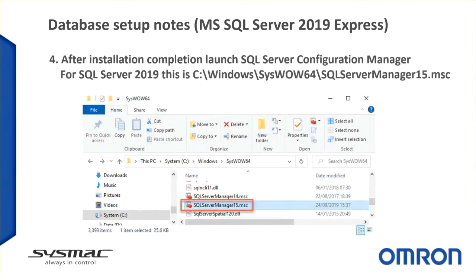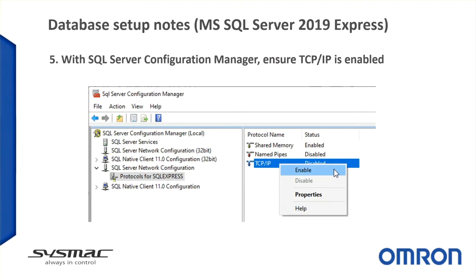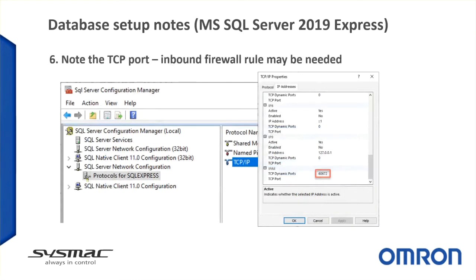After installation is complete, launch SQL Server Configuration Manager. For SQL Server 2019, this is in the folder shown, but check for your version of SQL Server. In the Configuration Manager, ensure TCP/IP is enabled to allow the NX102 to communicate with SQL Server. And in TCP/IP Properties, note the TCP port number. You may need to make a firewall rule to allow inbound traffic to that TCP port.